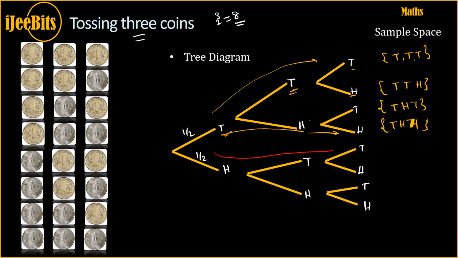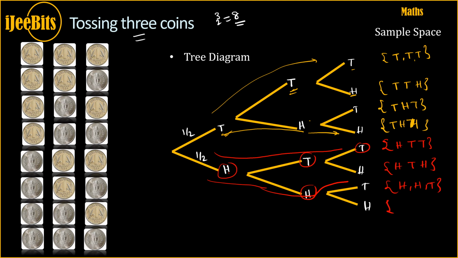If you look at this path now, H, T and T. So H, T, T. Look at this one now, H, T, H. Look at this case, this one, and then go this path: H, H, T, H, H and T. The last one, we are going directly in this direction: H, H and H. Now see, T, T, T, T, T, H, and then T, H, T, T, H, H, H, T, T, and then H, T, H, H, H, T, and H, H, H.